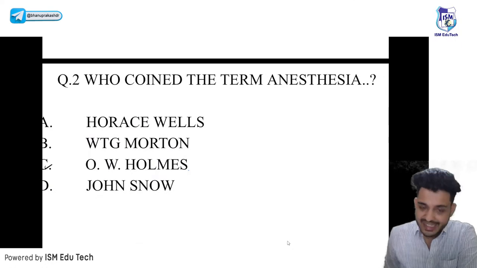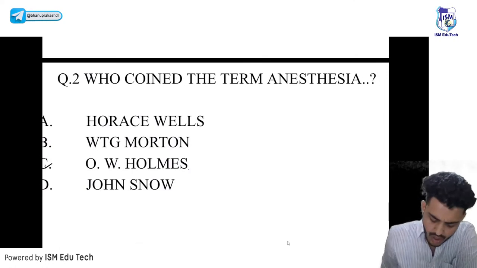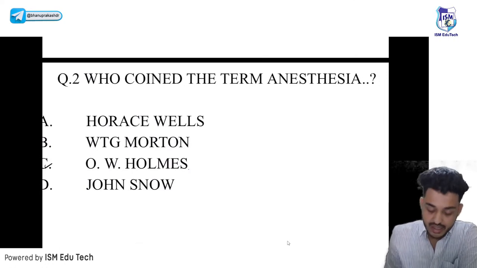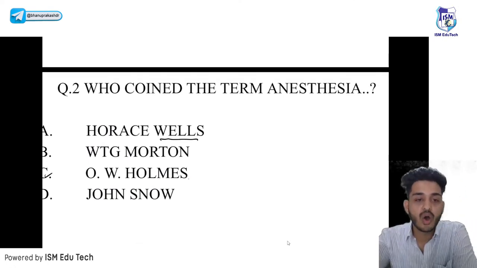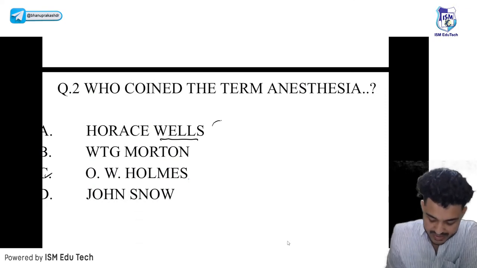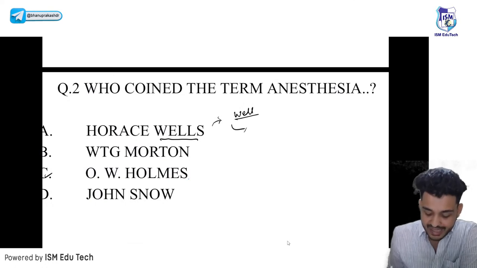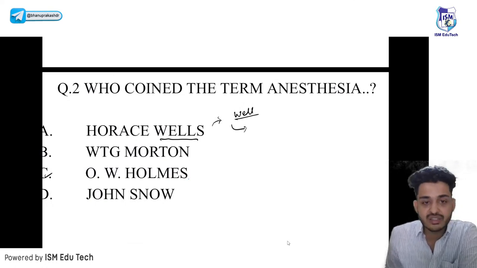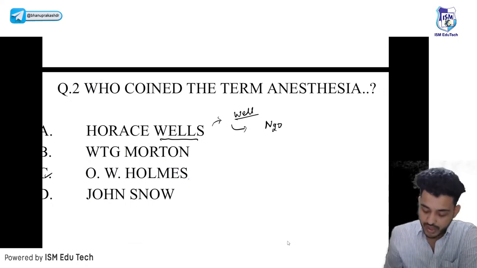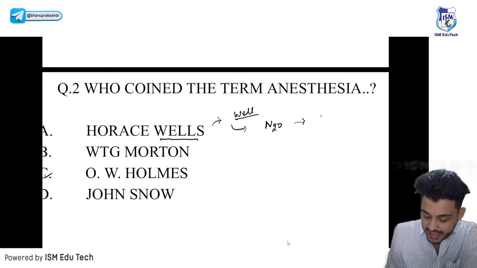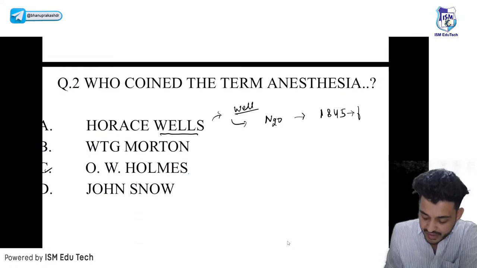Earlier, you know that surgery is an older branch, right? And earlier there was no anesthesia. Anesthesia is a newer branch. So there was a scientist whose name is Horace Wells. He thought well about the people. He tried to develop anesthesia. He was the pioneer, the first person who tried to develop anesthesia. He used nitrous oxide, and he tried this in 1845.